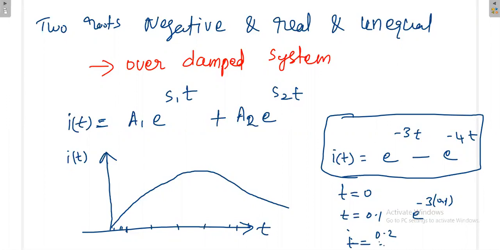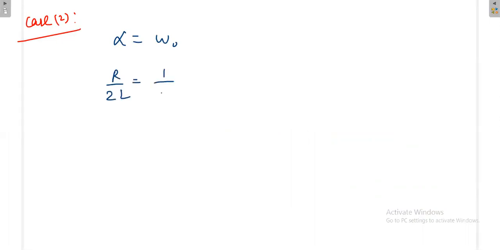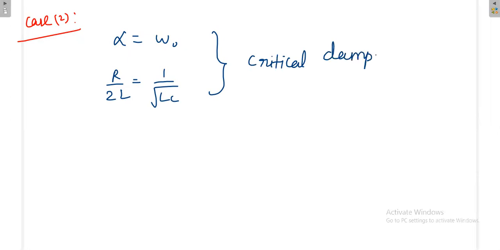Next, case 2. In case 2 we take alpha equal to omega naught. Both are the same. That means alpha is equal to R by 2L, and omega naught is equal to 1 by square root of LC. When both are equal, such a system is called a critically damped system.